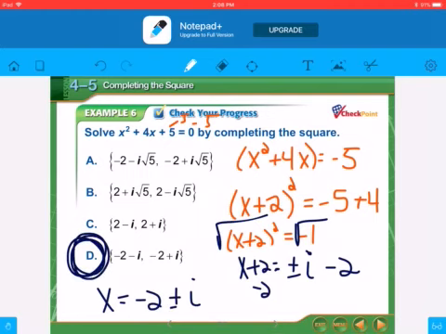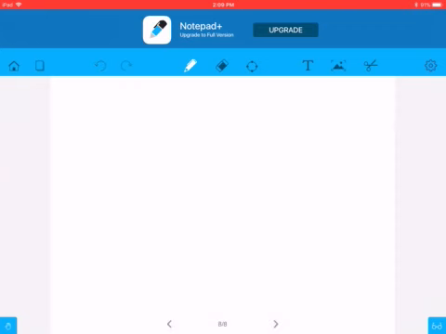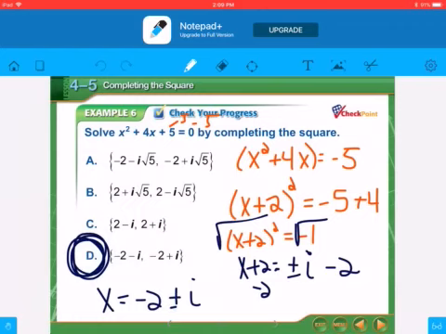So it's going to be answer choice D. And that is it for solving by completing the square.